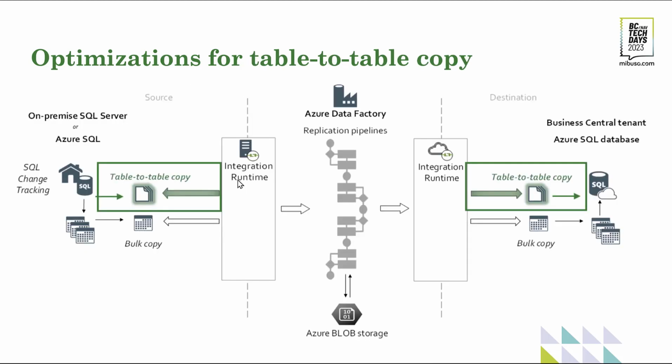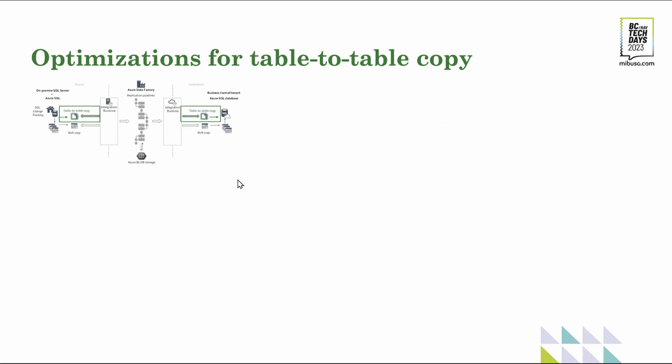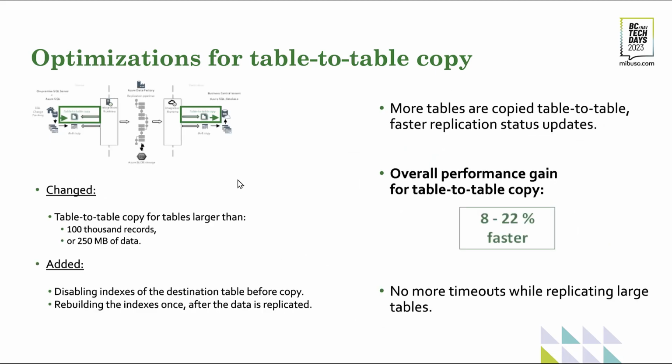So for table-to-table copy, let's look at the optimizations here. Table-to-table copy is used for large tables. However, we reduced the threshold. Now the replication engine would pick a table for table-to-table copy if the data size to be migrated exceeds 250 megabytes, and it used to be 500 megabytes before. So this means that more tables are going through table-to-table copy now, and the replication status is updated faster for these tables.